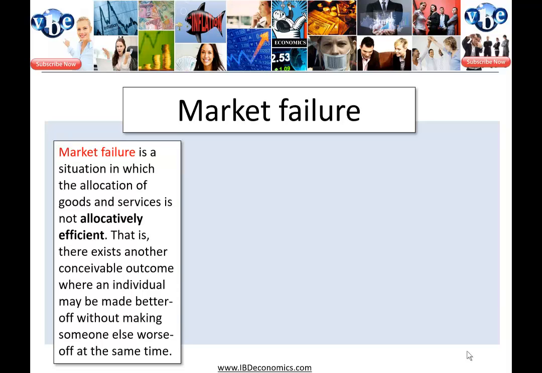We have a definition here. Market failure is a situation in which the allocation of goods and services is not allocatively efficient. So that means there is another situation where an individual can be made better off without making someone else worse off at the same time. So if we can do that, we can improve allocative efficiency and reduce market failure.